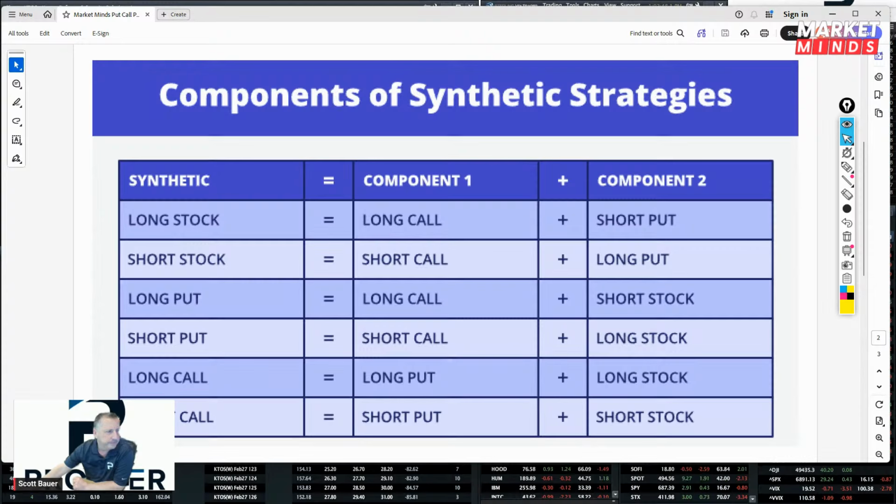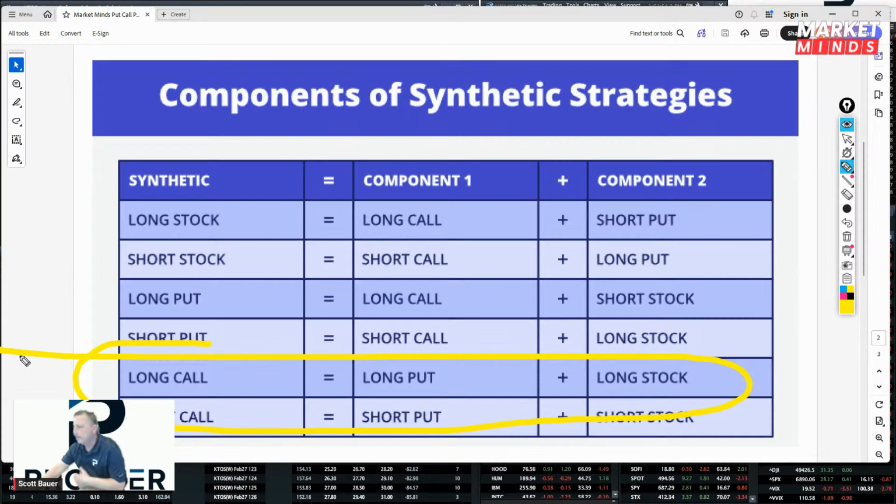Okay. So we are going to talk about this. If we get into a situation where, for whatever reason, we look at our put call parity and the extrinsic value in a call is more expensive than the extrinsic value in a put, and I want to have a call position because I think the stock is going higher, let's look at what we can do.